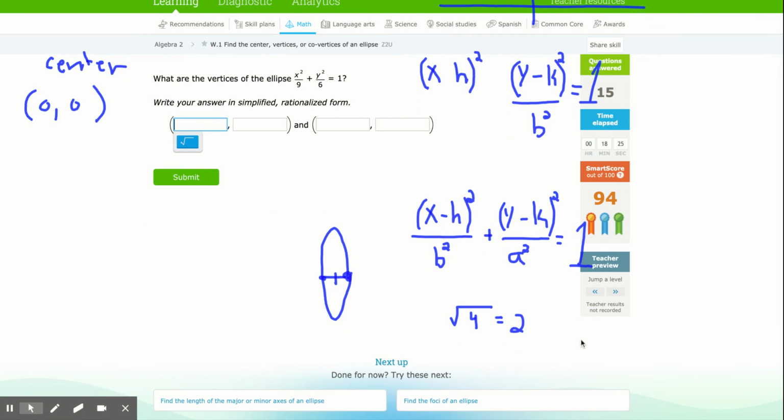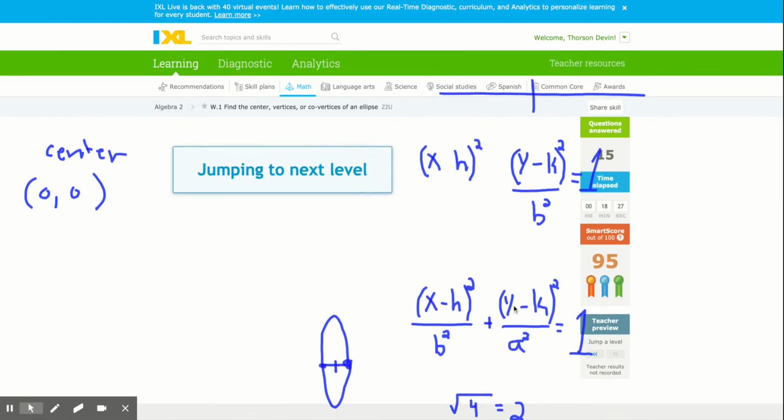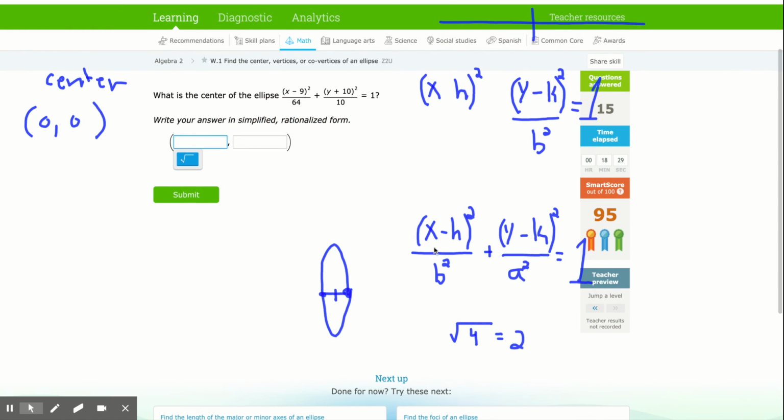All right, so I'm going to skip this one. I'm going to jump ahead. Okay, so what is the center of this ellipse? Well, that should be fairly simple because we have it in standard form. Actually, that is the a squared underneath the x because the 64 is larger. This is smaller, so this ellipse is open longer, but it's just asking for the center. So the center is just the opposite of what you see here and here. So your center will be positive 9, negative 10.